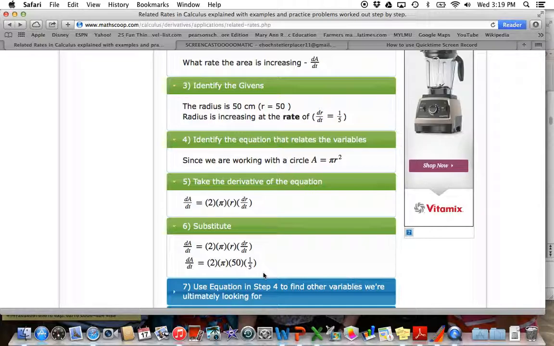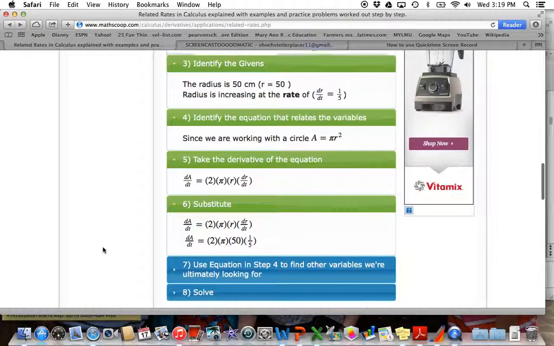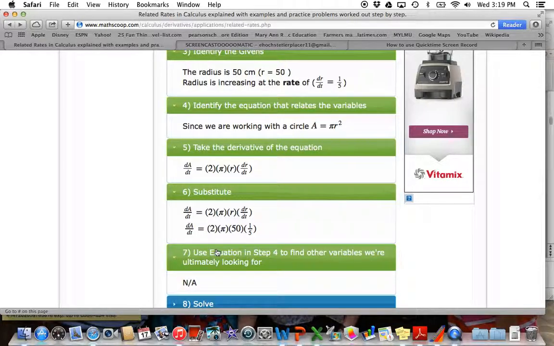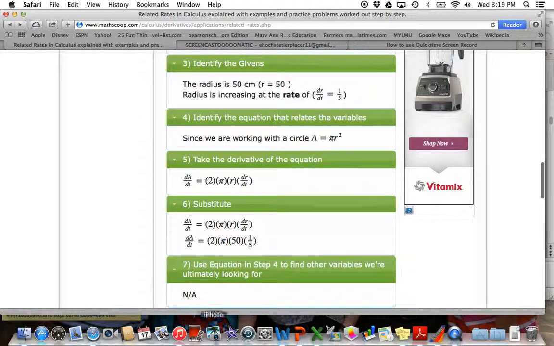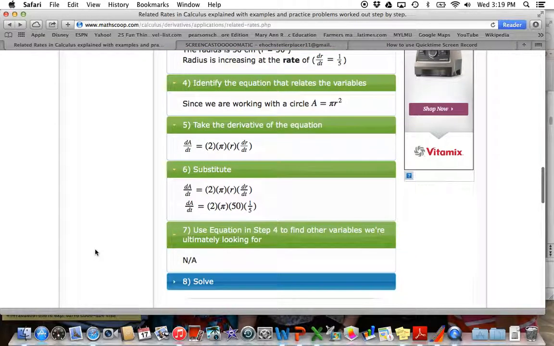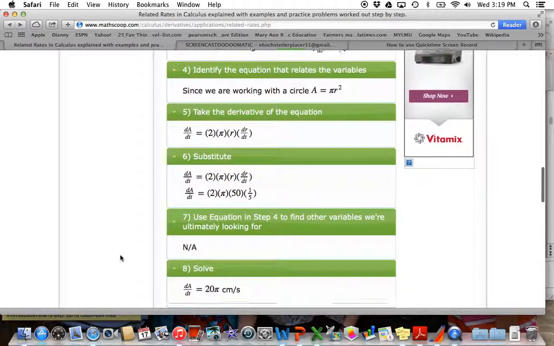Remember to pause so you can do this at any time. Okay, so we don't need this because we don't have any other equations in this case. That's why I'm telling you to solve this. What do you get when you solve that? Well, I would start here. 50 divided by 5 is 10. 10 times 2 is 20. So dA dt is 20 pi.